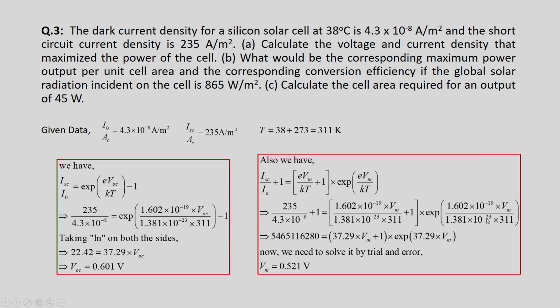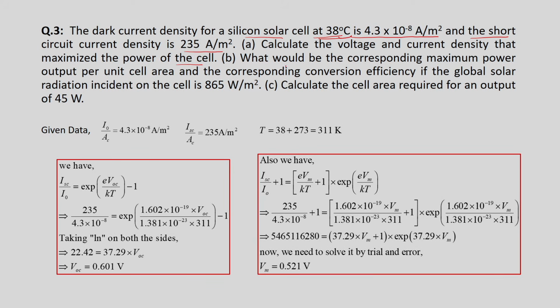In order to understand the concept we have discussed, let us take an example. The dark current density of a solar cell at 38 degrees C. As I said, this dark current density is always dependent on temperature, so it is very sensitive to temperature. And the short circuit current density is 235 ampere per meter square. Now, we need to calculate the voltage and current density that maximize the power of the cell. That means we need to calculate IM and VM.